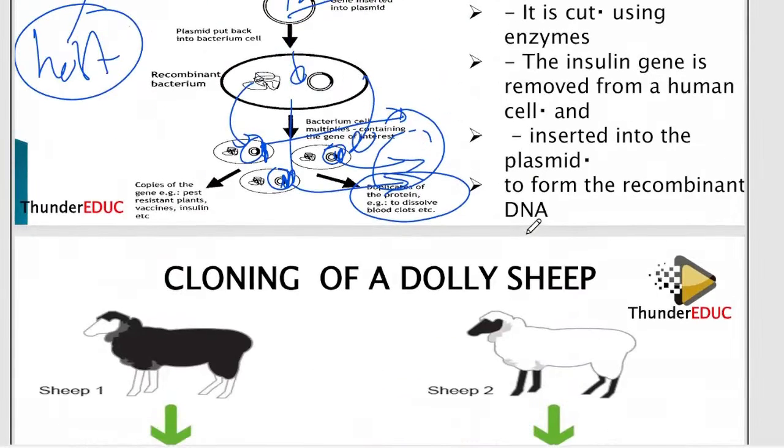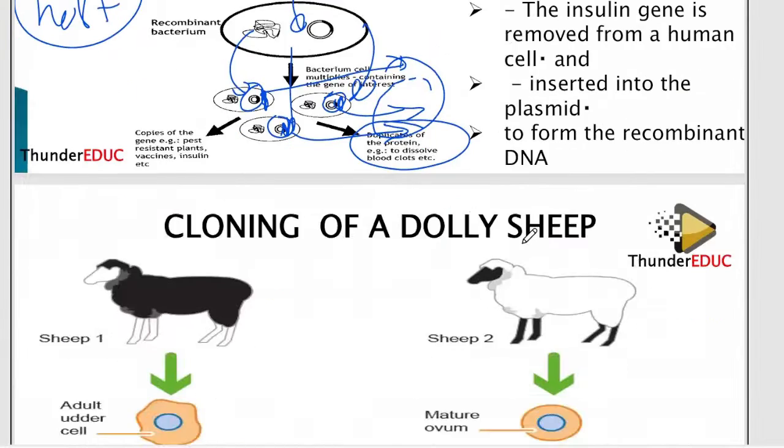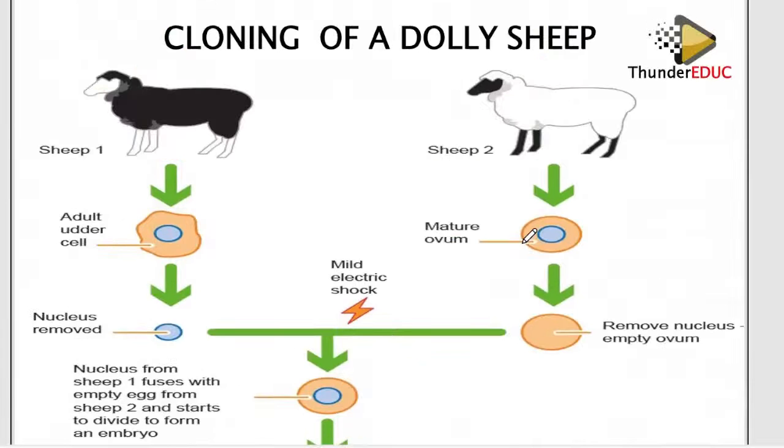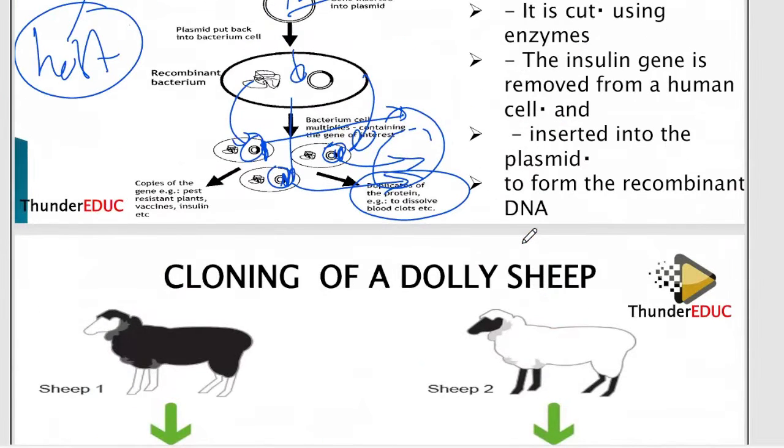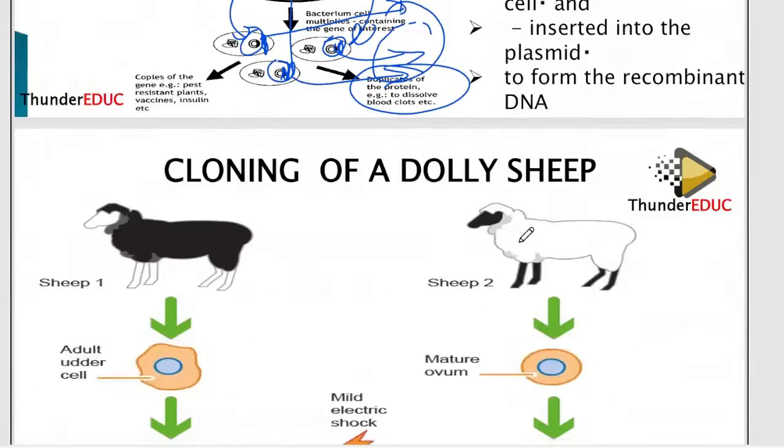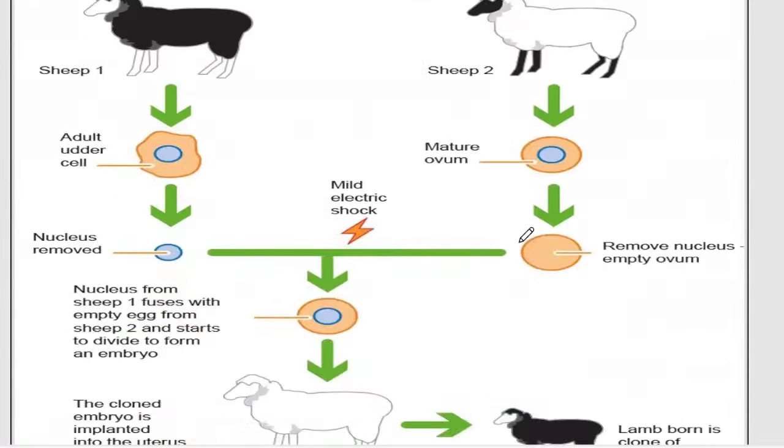This is just cloning something like a chemical, not the whole organism. But here we are cloning the whole organism. Cloning of Dolly, Dolly the sheep. I think you know Dolly.